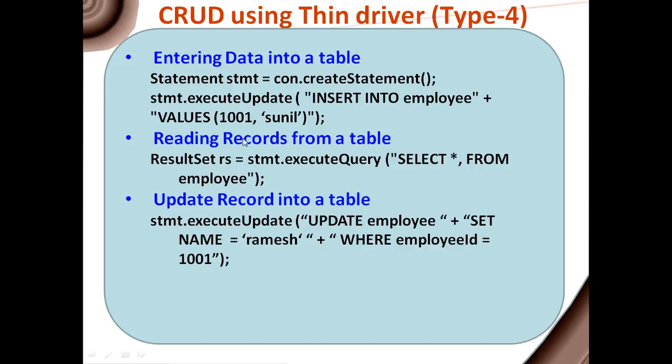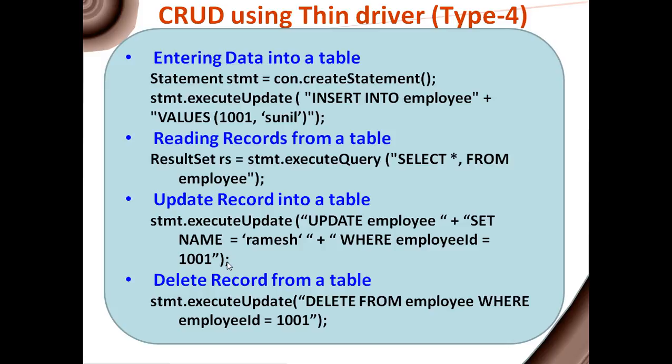For example, I want to do an update. For this particular entry 1001, the earlier name was, say, Sunil. Now I want to change it to, say, Ramesh. Then I can write my update query, like update employee, that is the table, and then set name is equal to Ramesh, where employee ID is equal to 1001. So this is an update query.